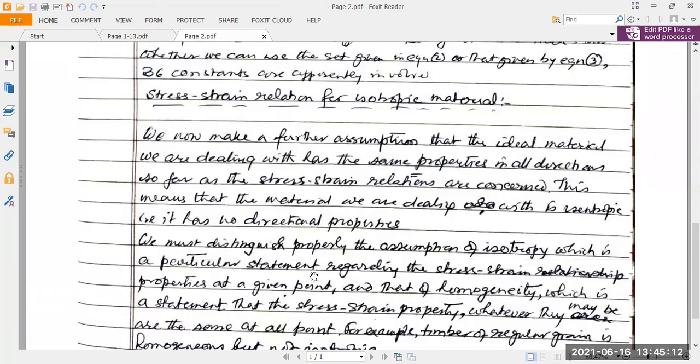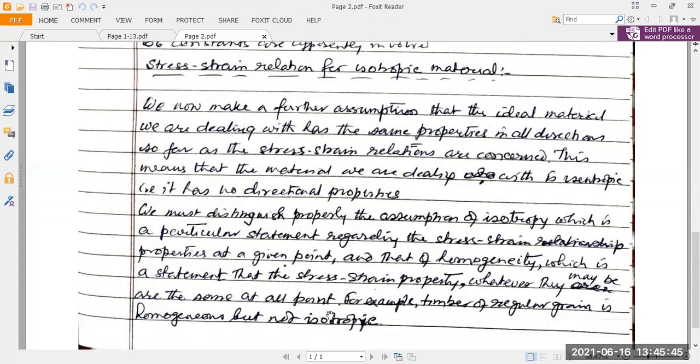We must distinguish the assumption of isotropy, which is a particular statement regarding the stress relationship at a point, from that of homogeneity, which is a statement that the stress-strain property, whatever it is, is the same at all points. Here, the stress-strain property was the same for a particular point in all directions, but for homogeneity, the stress-strain property of a homogeneous material is the same everywhere. They are the same at all points.